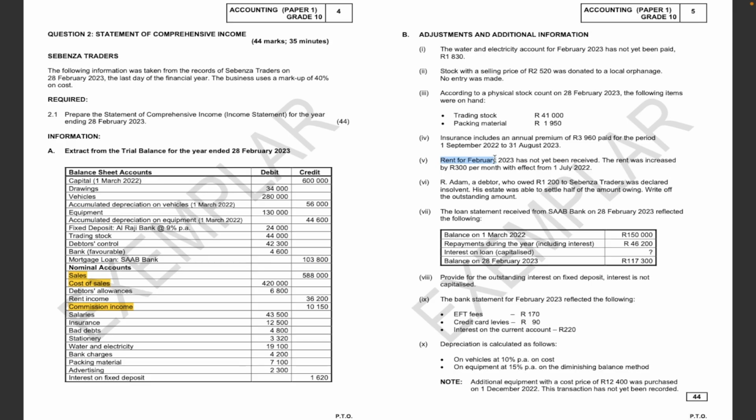So how are we going to figure this one out? There's a small complication with this scenario here, because we are told that the rent was increased by 300 Rand per month with effect from the 1st of July 2022. So here's what I can already tell you.